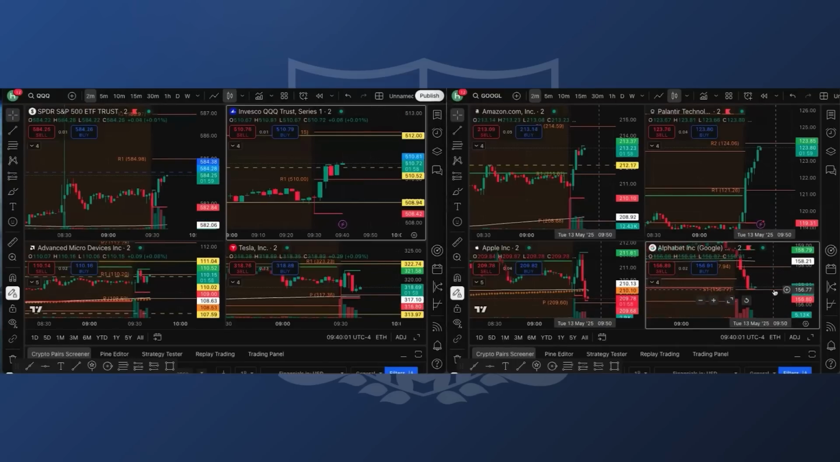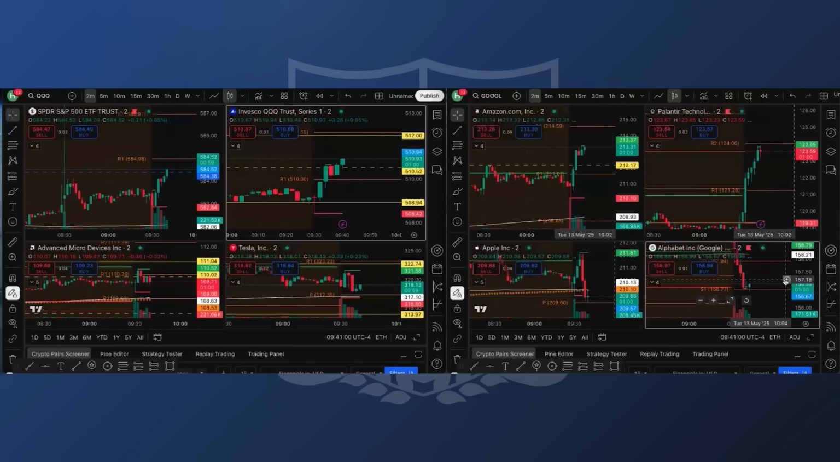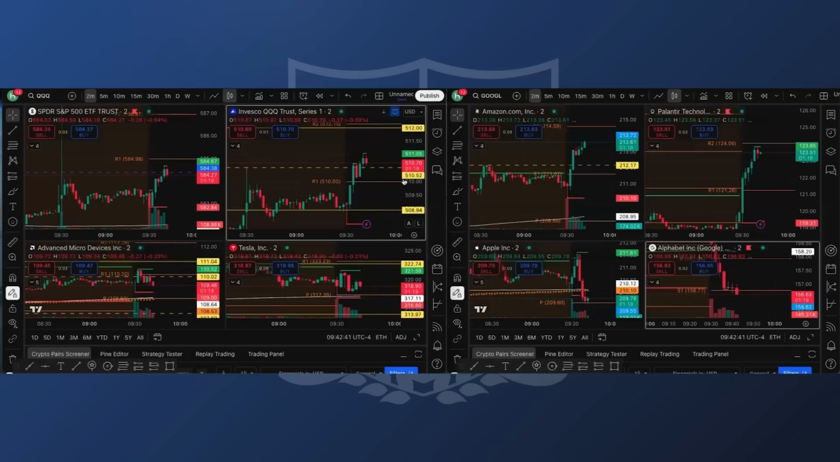Google below 156.77 for 156 puts. Okay, ooh, this is playing. Not yet. Google gave the entry. Let's take a small side. The Google trade looks nice though. People that were able to take Google, you broke through that level.